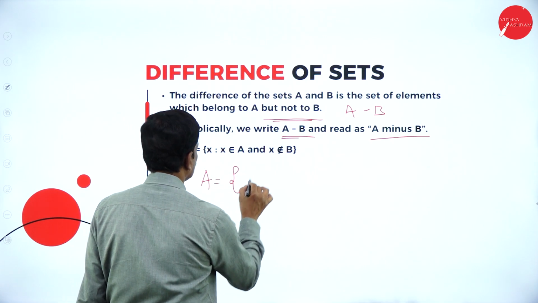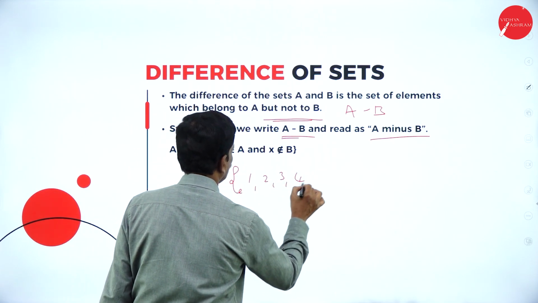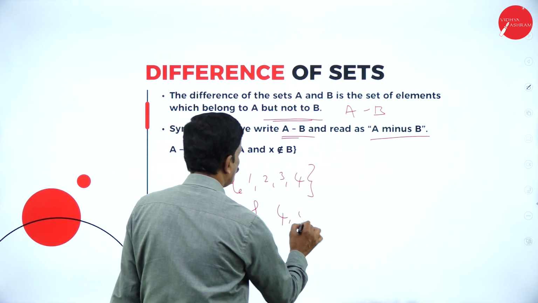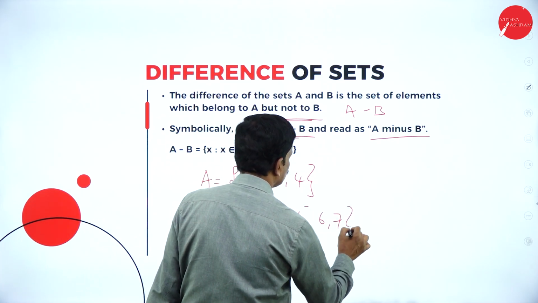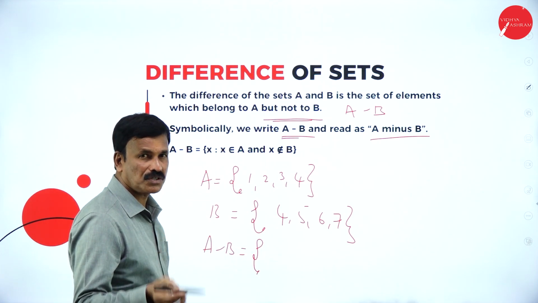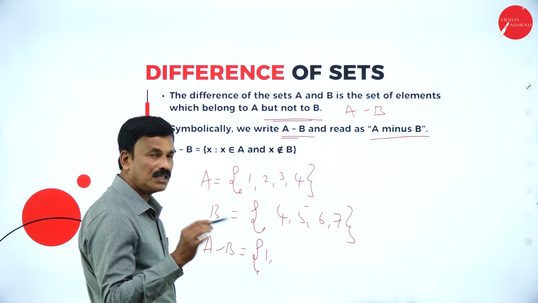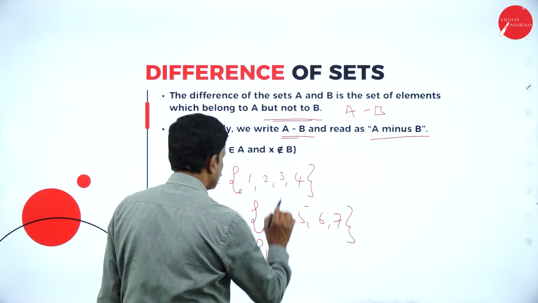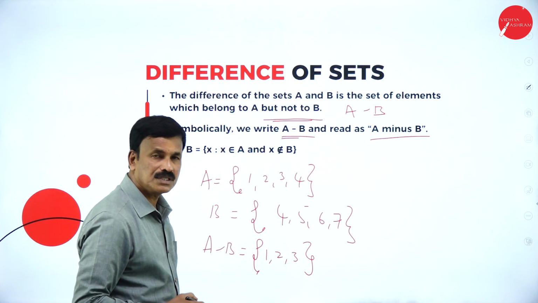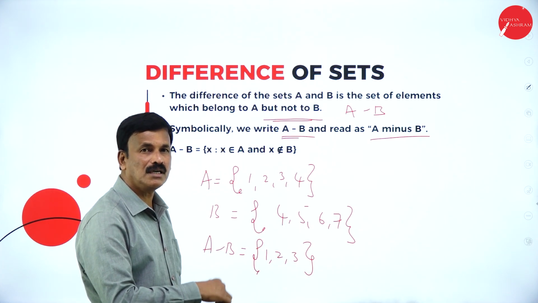If A is equal to {1, 2, 3, 4}, another set B is equal to {4, 5, 6, 7}, then what is A minus B? A minus B means all the elements which are in A but not in B. In A we have 1, which is not included in the set B. Similarly 2 and 3. 4 is there, we don't want. This is called A minus B. Elements which are in A but not in B.